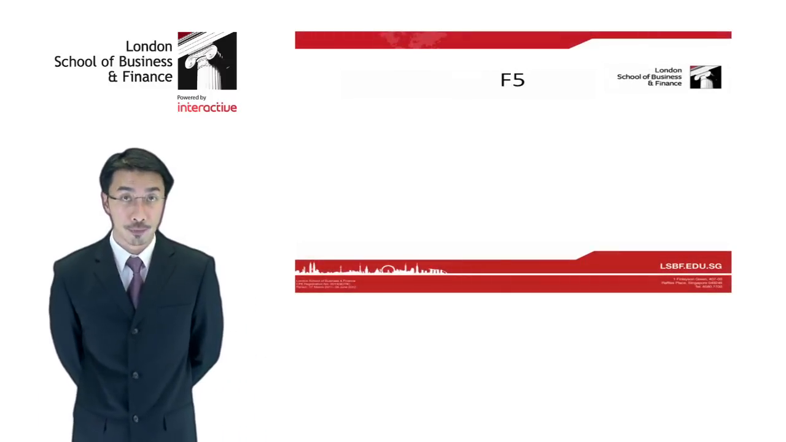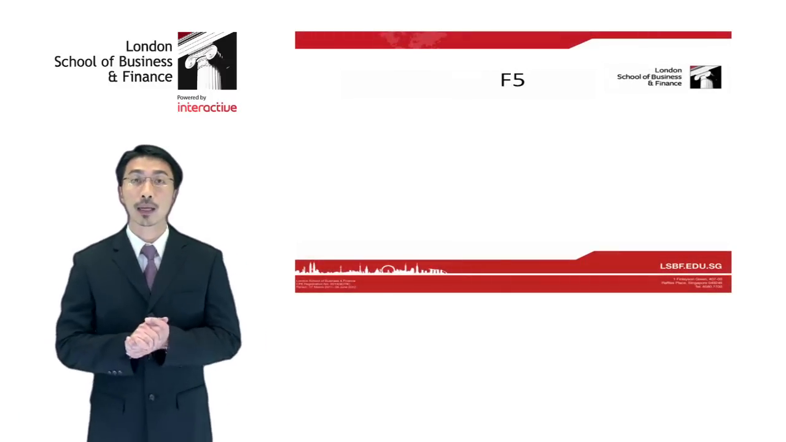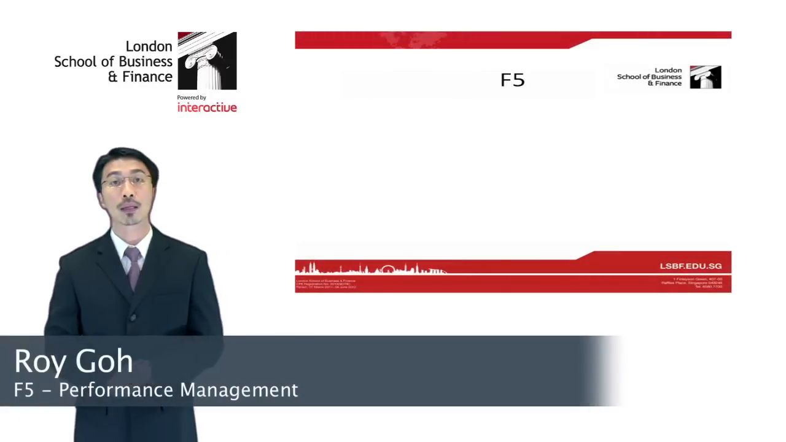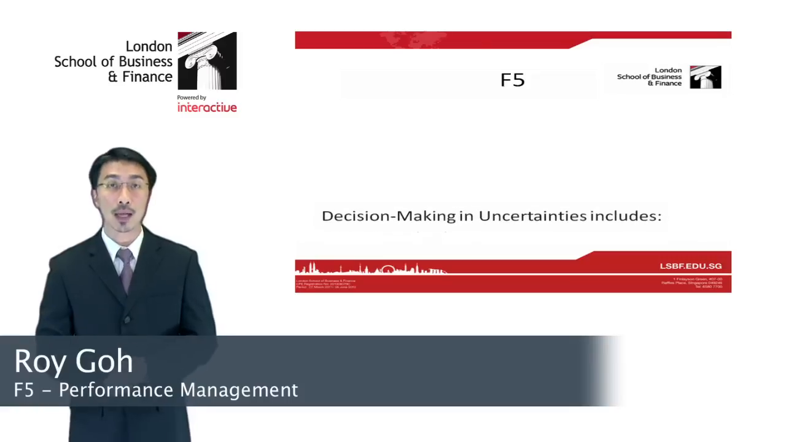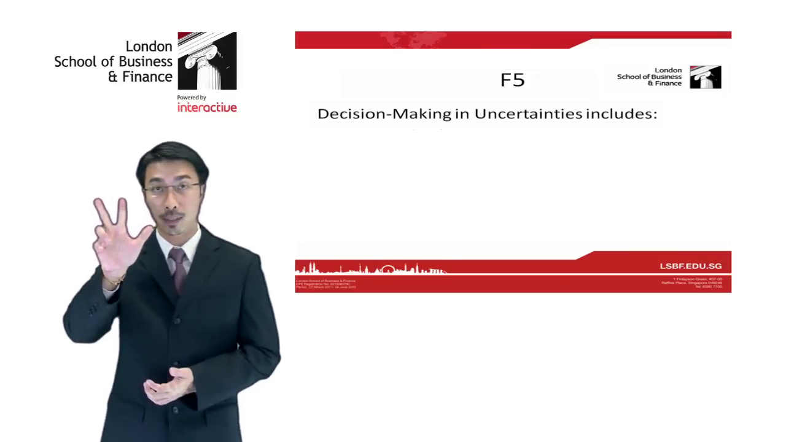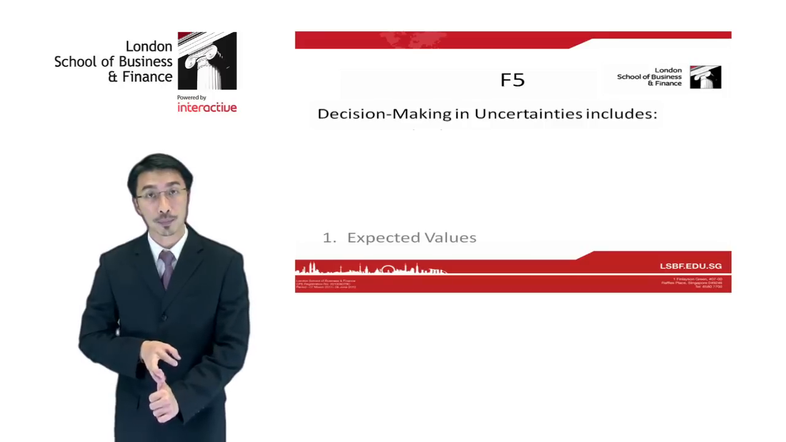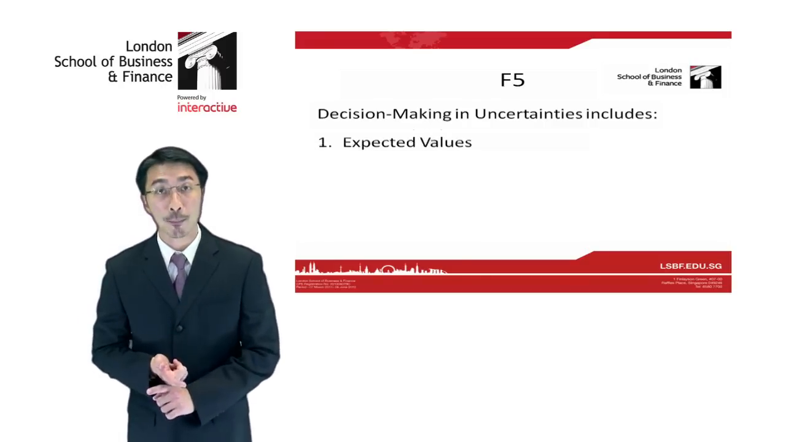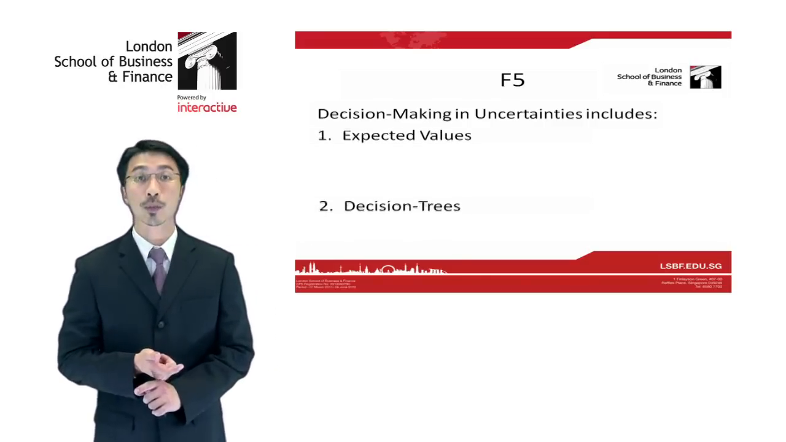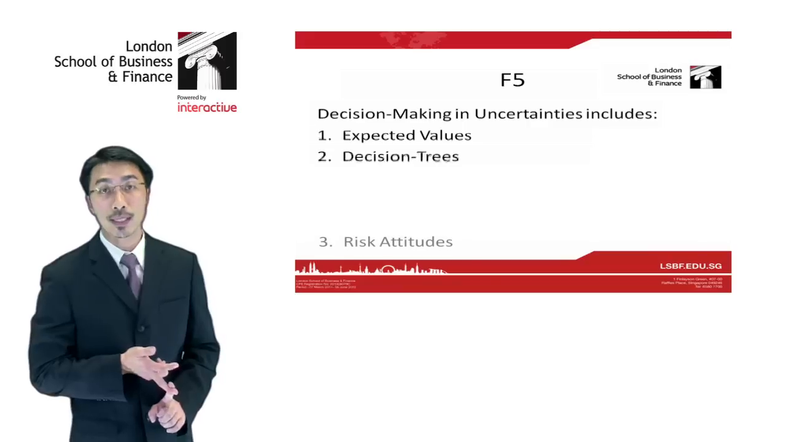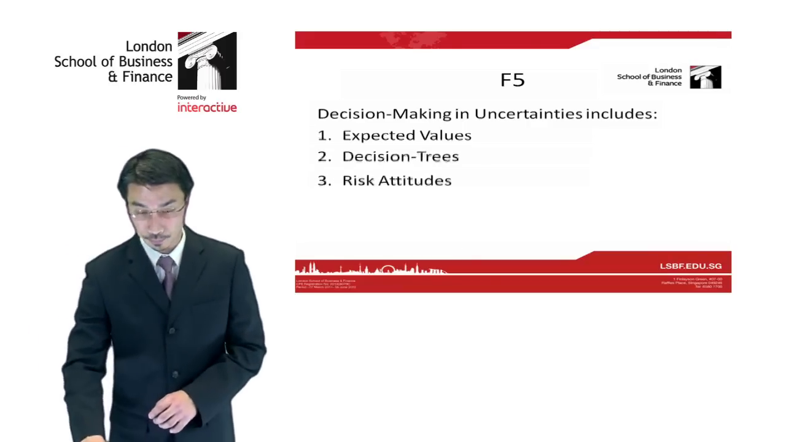For F5, one of the most likely questions that may come up would be decision making in uncertainties. Namely, there are three types. You have expected values, decision trees which came back to the syllabus recently, as well as the last one, risk attitudes of the decision maker.